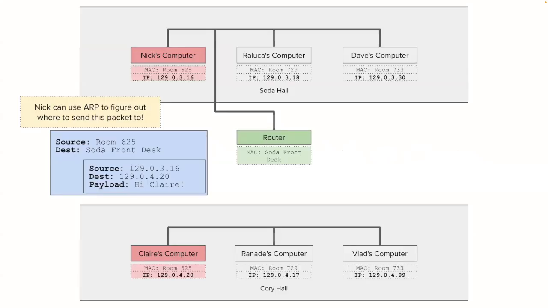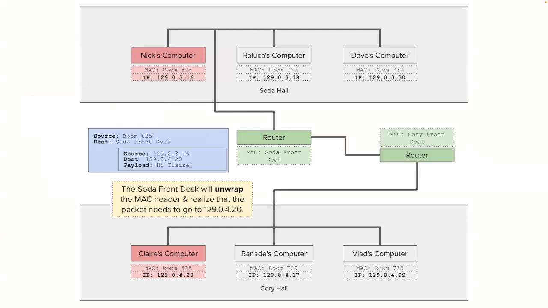Okay, so let's go back to Nick and Claire's case. Nick now uses ARP to figure out where to send this packet, which is basically the router, or you can think of it as the Soda front desk if you think of actual mail instead of the internet. And this packet will then go to the front desk, and the Soda front desk will unwrap this MAC header and realize the packet needs to go to 129.0.4.20, which is basically a building, Quarry.